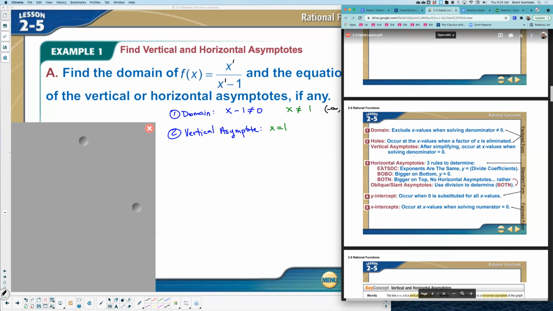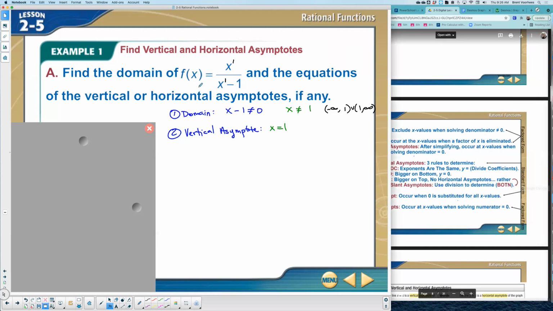I'm going to go to the rule that looks like EATS DC. You'll probably hear me joke around, say, eat some dang chips, or whatever. You can come up with whatever you want. Exponents are the same, divide coefficients. That's what it stands for. So to find your asymptote, it's going to say: exponents are the same, y equals divide your coefficients.